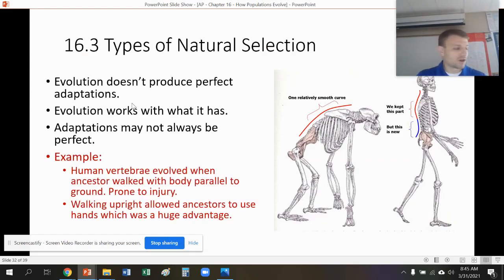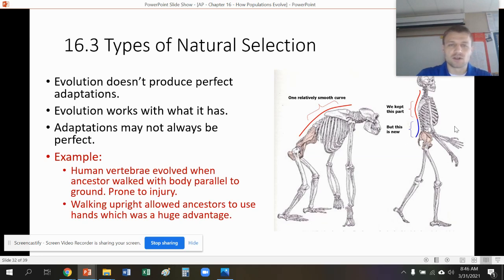So one concept I like to go over with this section is that evolution doesn't produce perfect adaptations. There are always problems with these adaptations. You can see it in our backbone. We didn't evolve to stand upright from the first species. We evolved to be kind of horizontal with the land, and now that we stand upright, we have these problems. So again, it's not perfect. You're going to have problems.